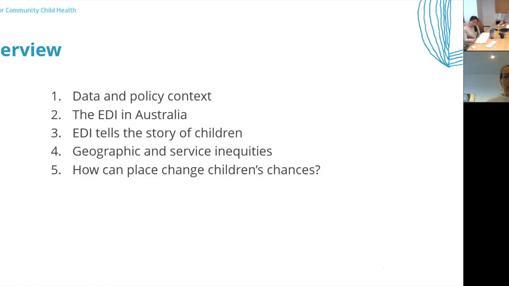So today I want to briefly run through 5 things. First of all, a little bit about the data and policy context, because the EDI came about at a certain point in time and could probably not have come about at another point in time. A bit about the EDI in Australia. I want to tell you a little bit about how the EDI tells the story of children in Australia, geographic and service inequities, and just touching on how we've used the EDI to change the way we think about place for children.